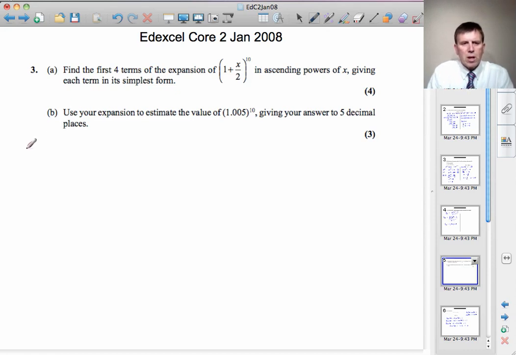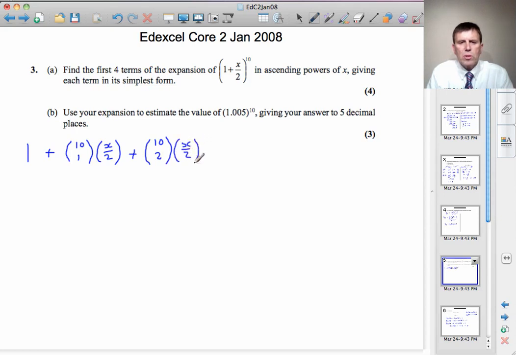So the first terms are 1 plus, and then it's 10 choose 1, the number of ways of choosing 1 from 10, which we can write as 10 over 1 in a bracket, and then multiplied by the x over 2. Next term is the number of ways of choosing 2 from 10, 10C2, and that's multiplied by (x/2) squared.